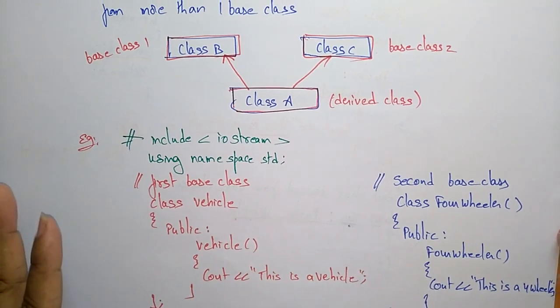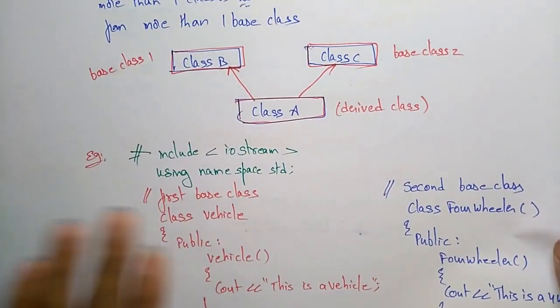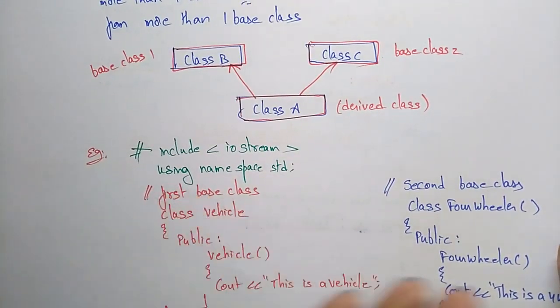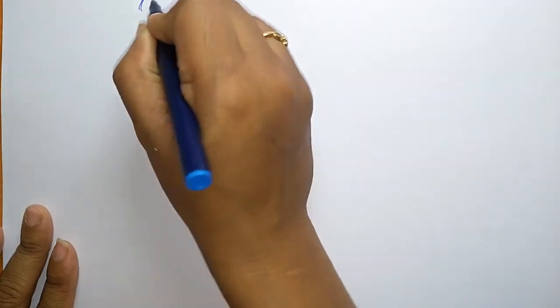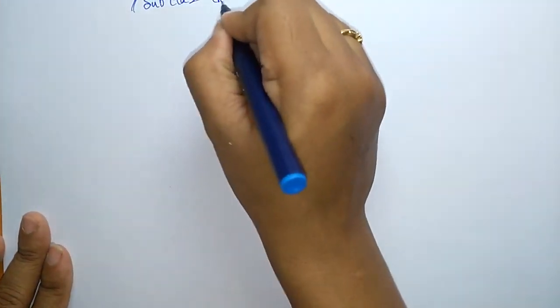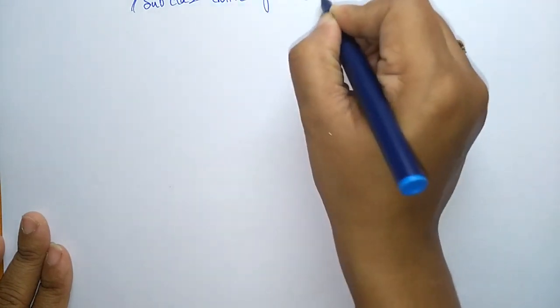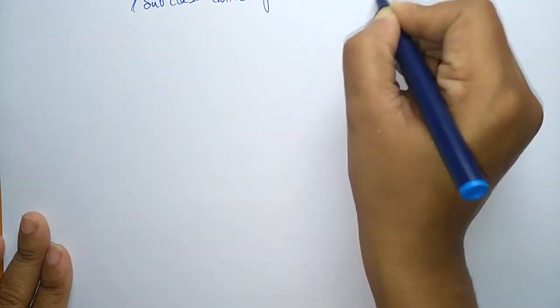Now what do I have to write? I have to write the program for the subclass, meaning the derived class. These are the base classes. Now I have to write the program for the derived class, the subclass derived from two base classes. So what are the two base classes? Vehicle and four-wheeler. Two base classes.